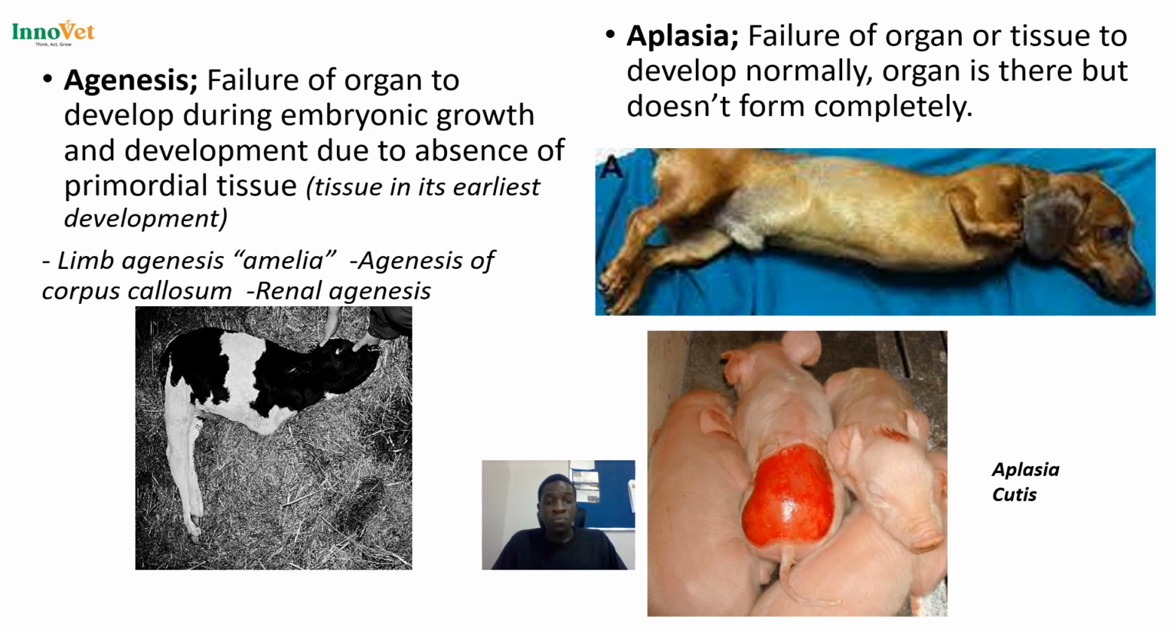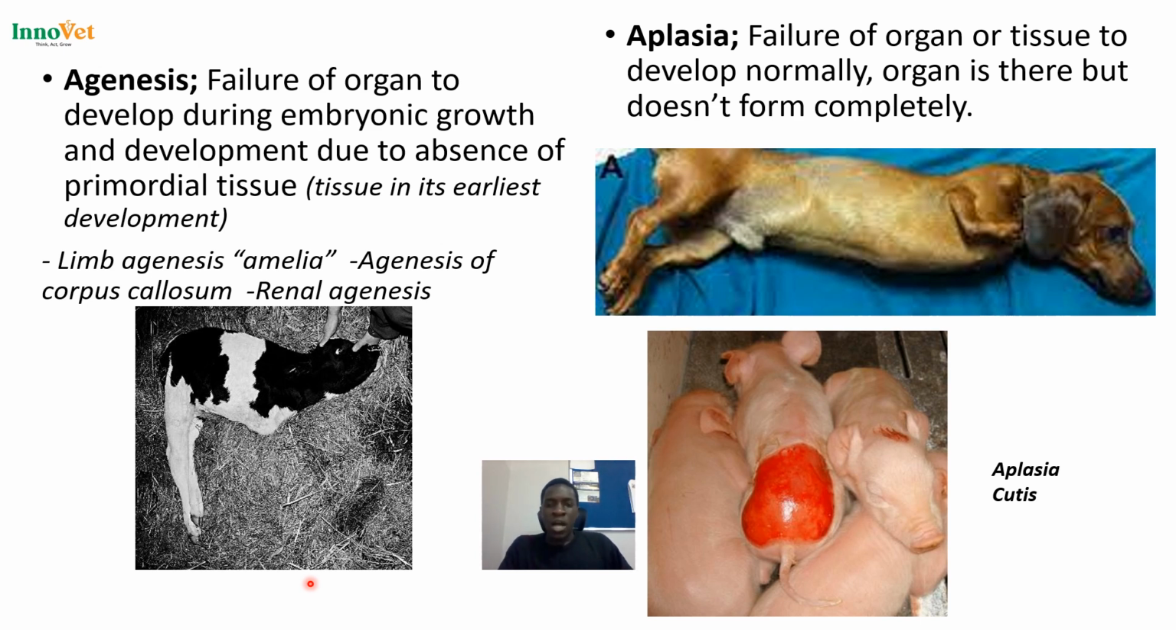And this can be observed in limb agenesis, which is also known as amelia. For instance, in this picture, you can see that this calf lacks limbs, the forelimbs. There can also be agenesis of the corpus callosum, which is that channel that is joining the different hemispheres in the brain, the left and the right. There can also be renal agenesis, where we shall fail to have the kidneys developing.